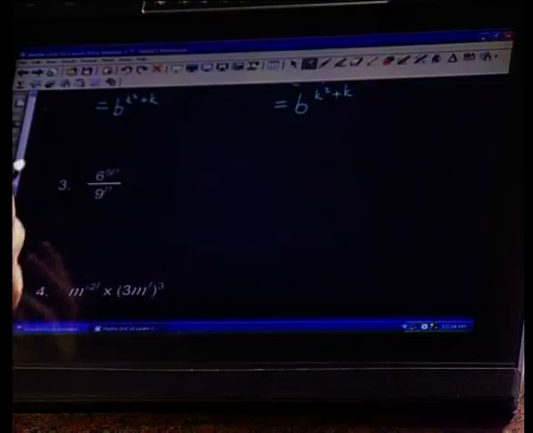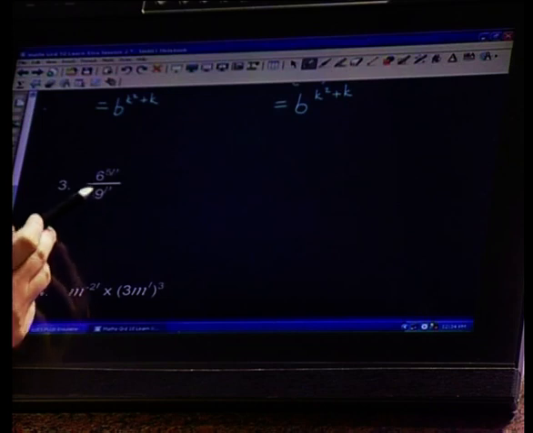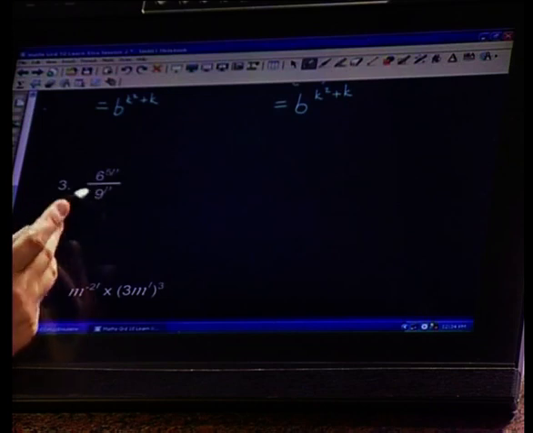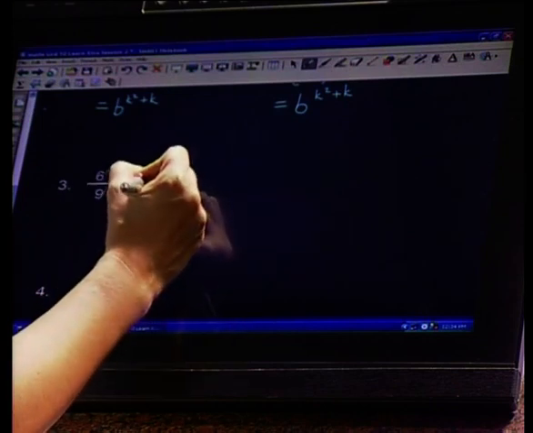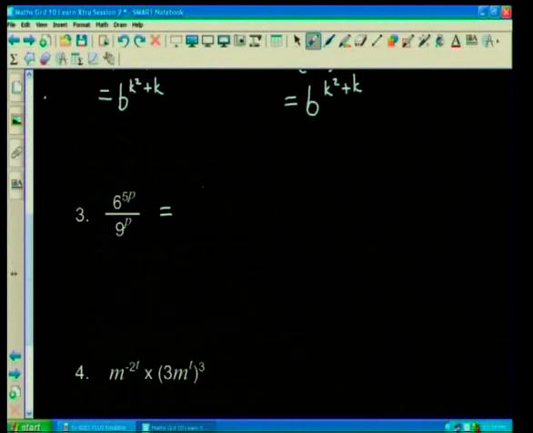The next one, we've got bases that aren't the same. So we've got 6 at the top and 9 at the bottom. So our first step is going to be to change 6 to 2 times 3 to the power of 5p, and at the bottom, 9 to 3 squared to the power of p.